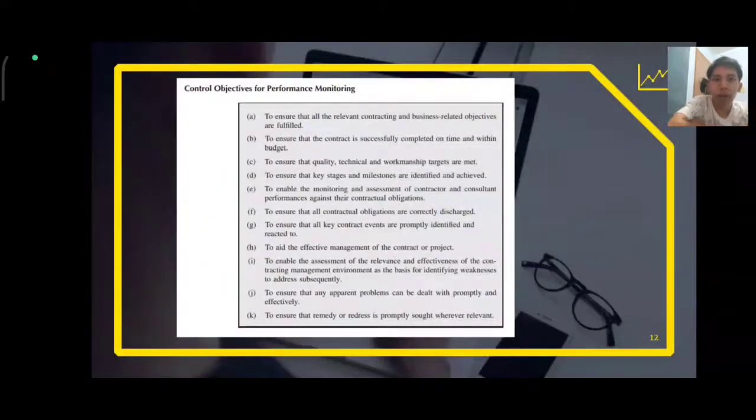Then, ito yung mga control objectives for performance monitoring.